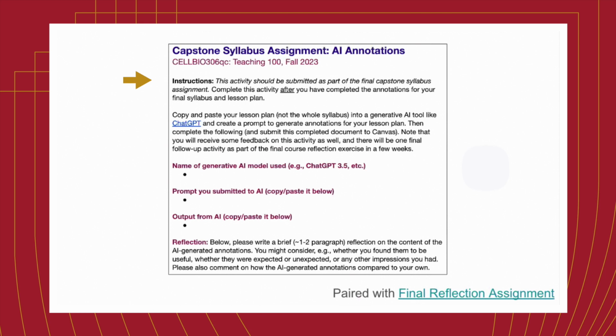And so we also asked them, after they had done it themselves, to upload the lesson plan portion of their assignment and ask a generative AI tool to make annotations. I deliberately left my instructions vague, just asking them to generate annotations for their lesson plan. I didn't provide any additional guidance because this was paired with a follow-up assignment on which students would actually get feedback on the prompt that they initially submitted to generative AI.